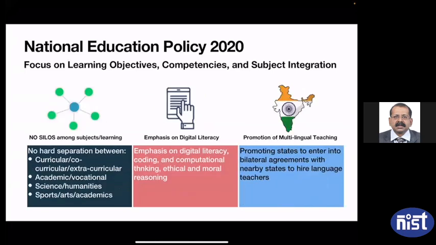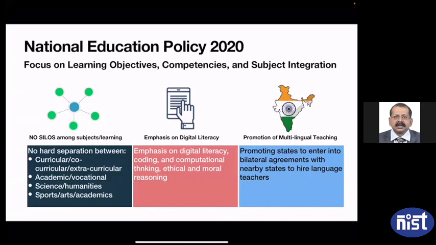And then there are no silos among subjects. This is basically, again, trying to include flexibility. So therefore, no separation between curricular or co-curricular or extracurricular activities, because we have all grown up with this. This is an extracurricular activity. But now this will all be a part of the curriculum. Academic and vocational activities will be integrated. Science and humanities will be there side by side. It is not either science or humanities. And sports, arts, academics, as I've already said, will all be a part of the curriculum.